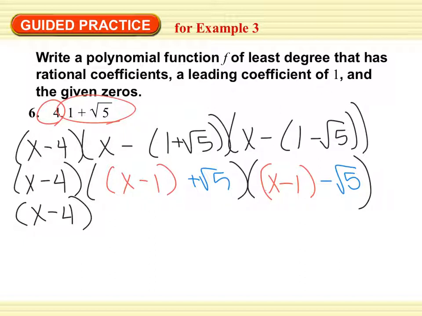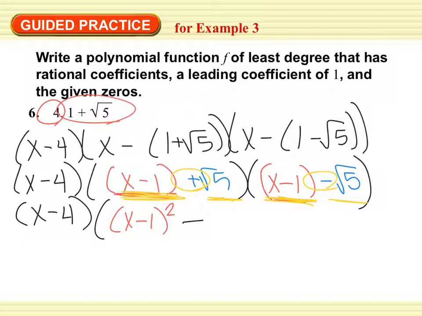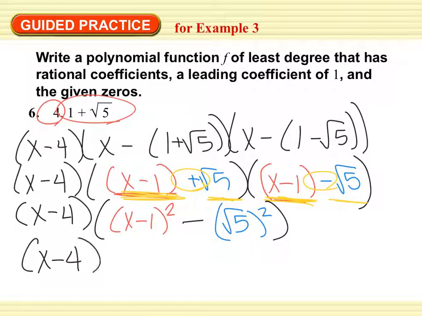Now first, I'm going to FOIL this. So really I'm doing first times first, outer, inner, last. If we remember, this is like a difference of perfect squares. So this first term plus the second term and minus the second term. So the difference of perfect squares, you should remember how to do this. I get x minus 1 squared minus square root of 5 squared. So that gives me x minus 4 times x minus 1, x minus 1, minus 5.